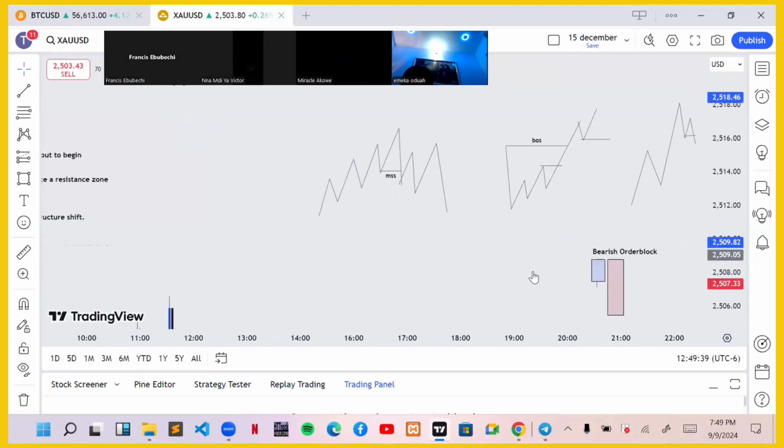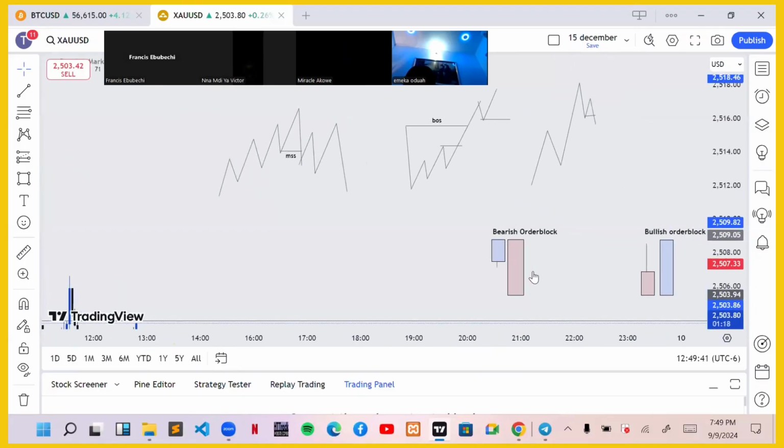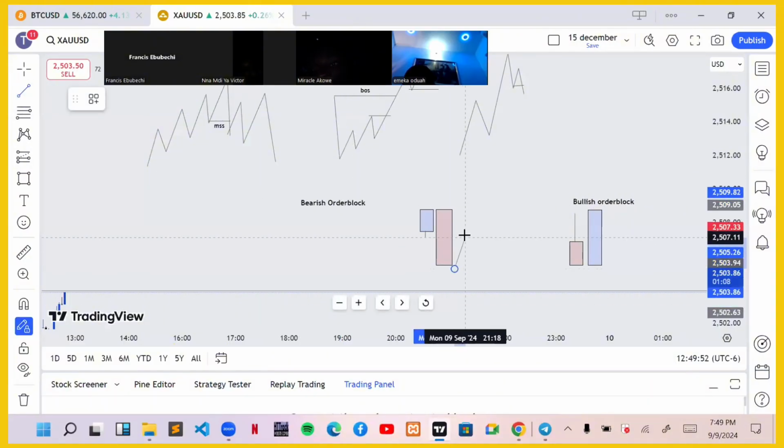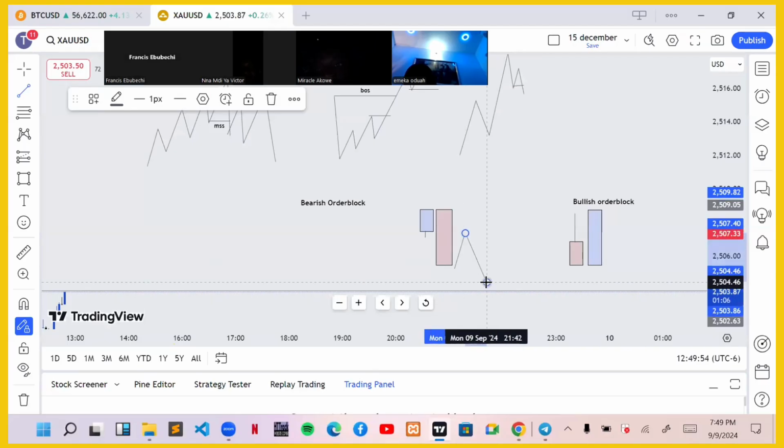So what is now a breaker block? A breaker block is a failed order block. What do I mean by that? This is my bearish order block now, for example. Now I would expect markets to come here and start selling. That's the normal intuition that you have with a bearish order block. Markets will come there and start selling. Understand? A bearish order block is usually at the end of a move, for it to take sales.